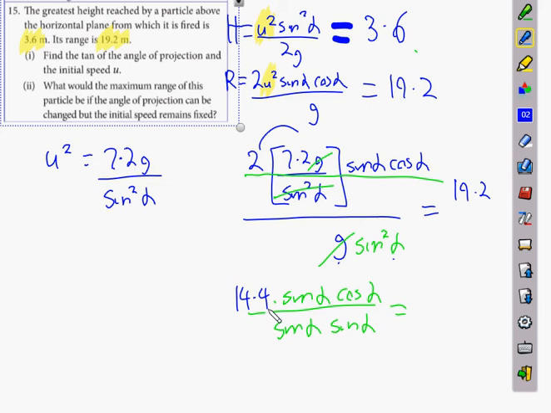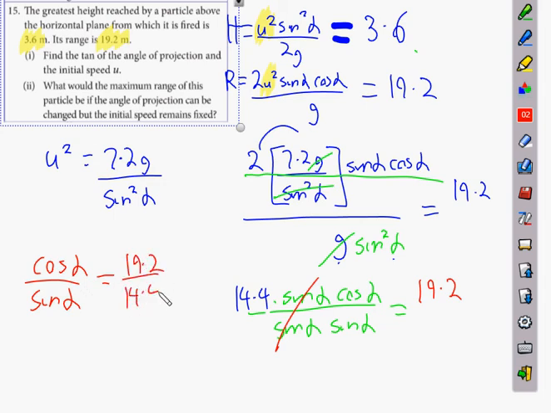Now, what's going to happen next is the sine alphas cancel, and I have 19.2 here. I'm going to bring the 14.4 underneath the 19.2, and I'm going to have cos alpha divided by sine alpha equals 19.2 divided by 14.4. Can everyone tell me what is 19.2 divided by 14.4? Should be a fraction of some sort. 4 over 3. Alright, that works for me.